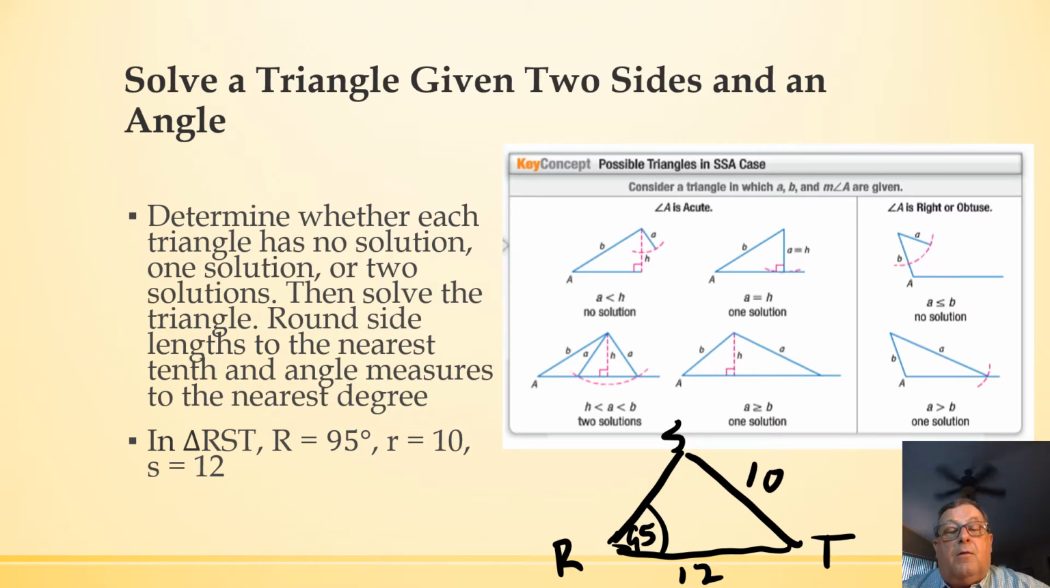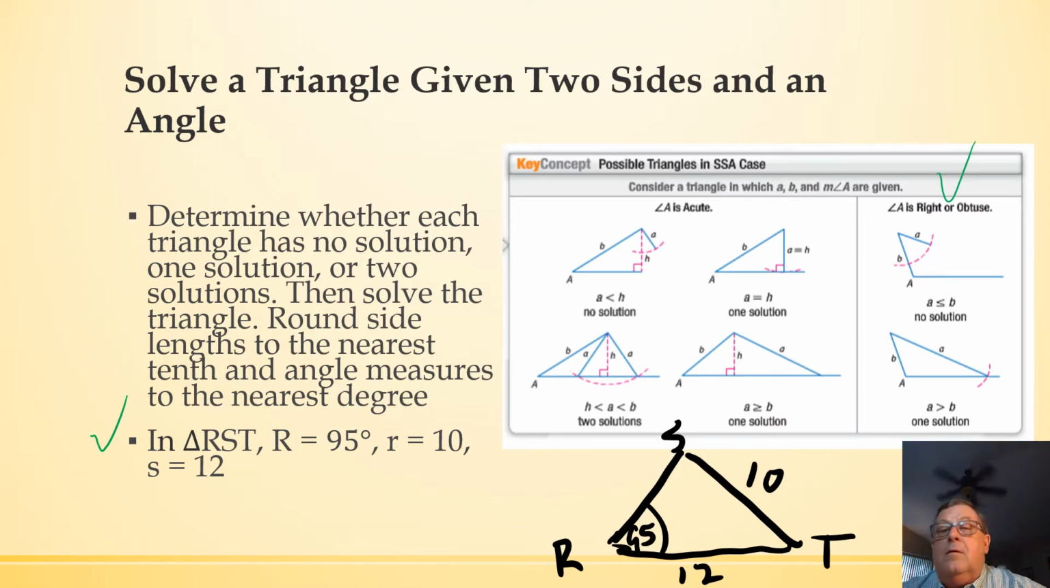So here we're given a triangle and asked to solve it, and we're going to round any side lengths to the nearest tenth and any angle measure to the nearest degree. In triangle RST, angle R is 95, side R, the side opposite the angle we know, is 10, and side S is 12. The angle we know is obtuse.